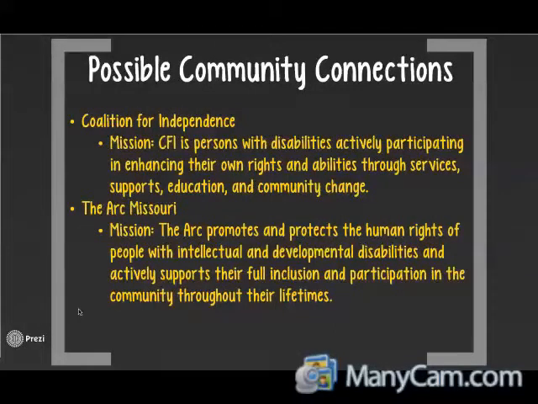We looked through a couple different agencies and we found two possible community connections. The first one is the Coalition for Independence. Their mission is persons with disabilities actively participating in enhancing their own rights and abilities through services, supports, education, and community change. We also looked at the ARC of Missouri, their mission statement. This is for the entire ARC of the United States, not just specifically for Missouri. The ARC promotes and protects the human rights of people with intellectual and developmental disabilities and actively supports their full inclusion and participation in the community throughout their lifetimes.